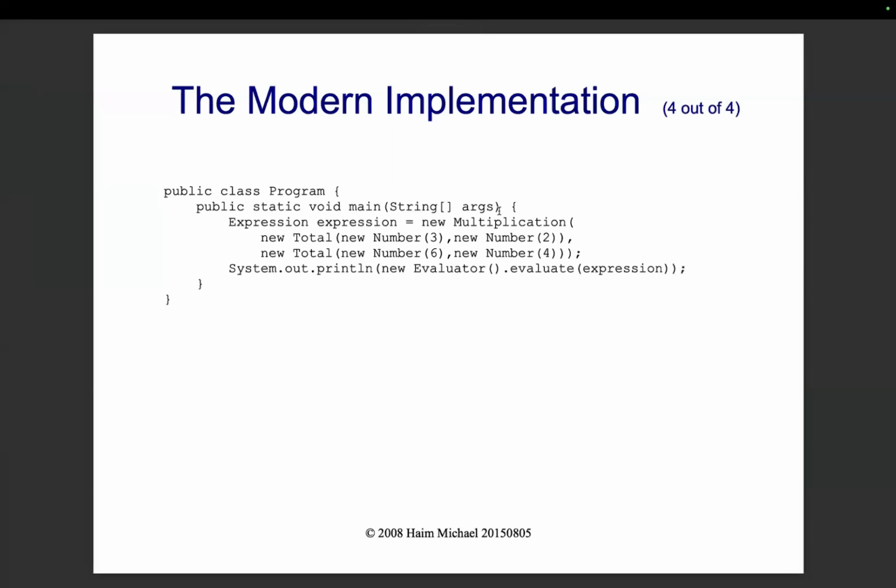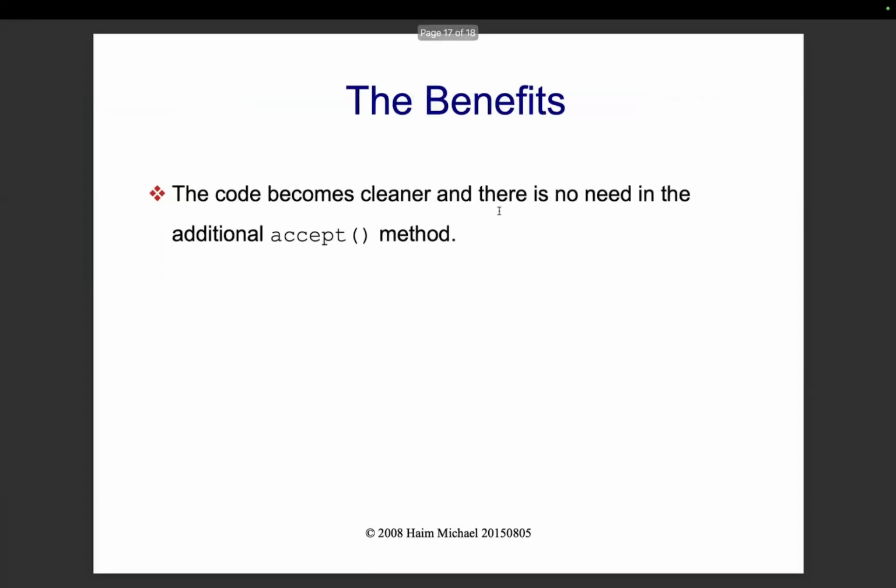So this is the modern implementation of visitor, and what do we get by adopting the modern way? I think that you will agree that the code becomes cleaner, simpler to maintain. There is no need for the additional accept method. Everything becomes simpler.